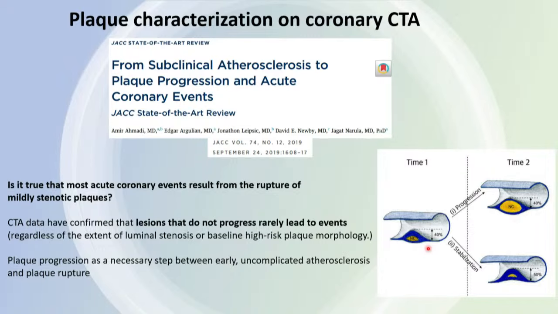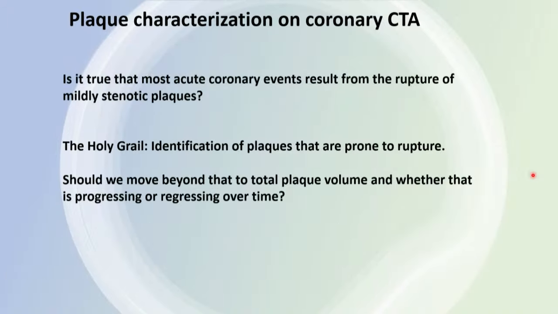So this has led to a change in thinking, which is: is it really true that most ACS result from the rupture of mildly stenotic plaque? Because CT data have confirmed that lesions that do not progress rarely lead to ACS events, regardless of the extent of luminal stenosis or baseline high-risk plaque morphology. That's what the study was showing that I just showed. So that tells us that plaque progression is a necessary step between early uncomplicated atherosclerosis and plaque rupture. So preventive treatments should be aimed at regressing this plaque over time.